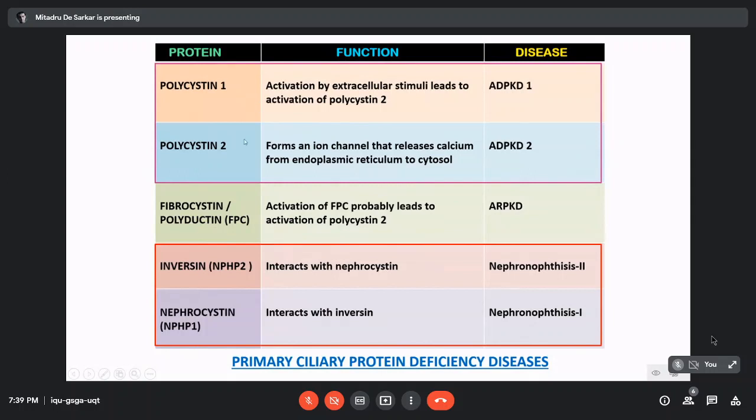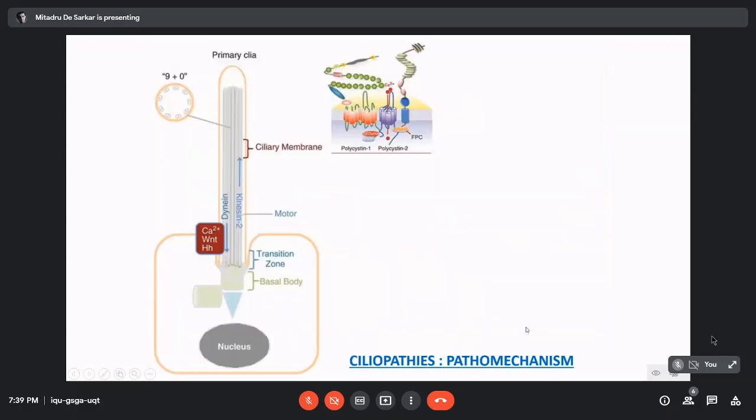Thus, polycystin 1 and polycystin 2 are mutated in ADPKD 1 and 2 respectively. Fibrocystin or polyductin is mutated in ARPKD. Inversin and nephrocystin are associated, most importantly, NPHP1 is associated with the nephronophthisis 1 category.